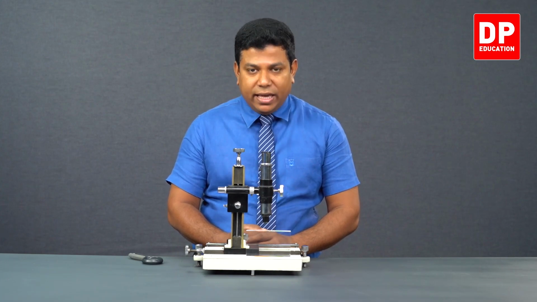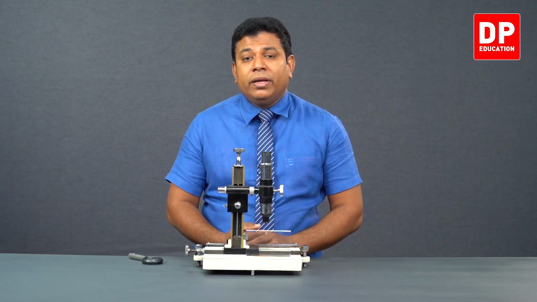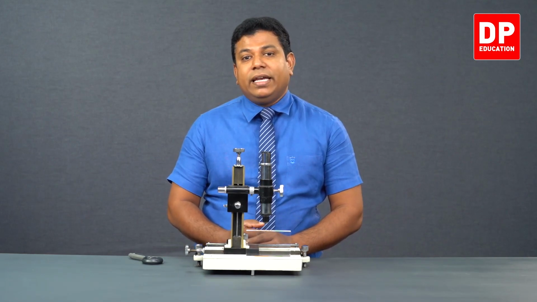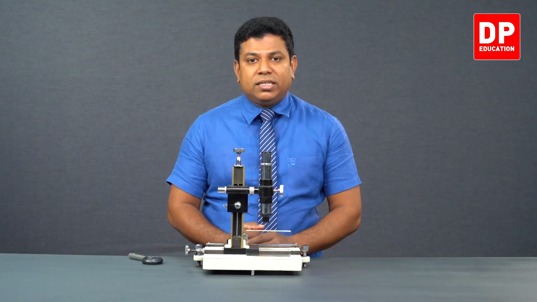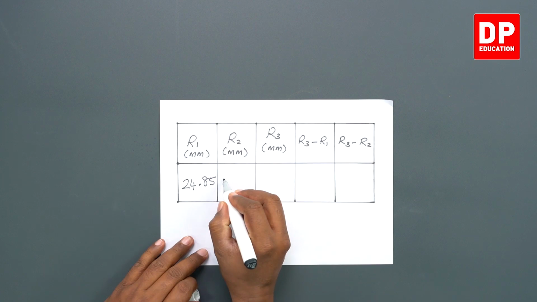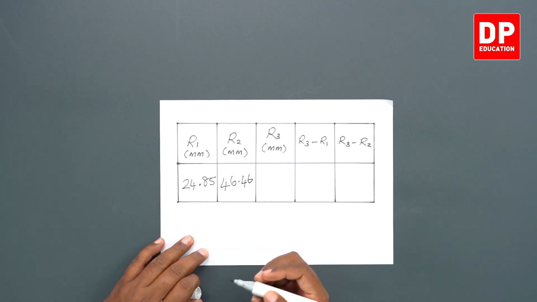We have to take another reading as well, where we have to keep the lycopodium powder on top of the glass block and get the reading. So before that, let's write this in our table. R2 is 46.46 millimeters. So let's write down the reading for R2. We got 46.46 millimeter.